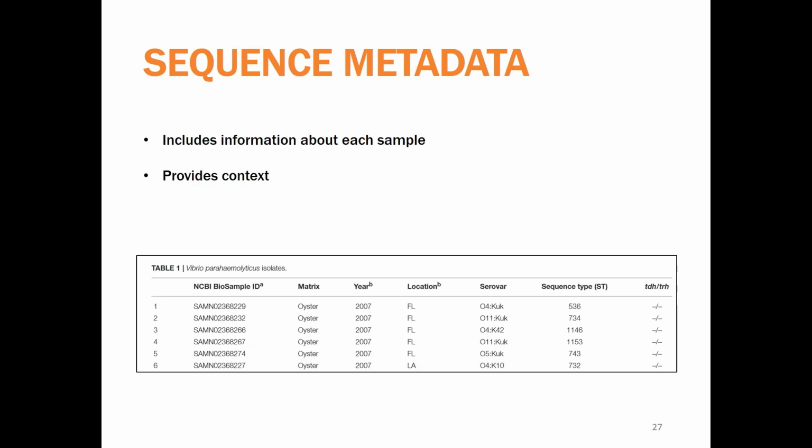Metadata is super important. It includes the information about each sample that's at each tip of the tree. It basically exists to give the data context. So it's very crucial to understand how the sequences are distributed across environments and the processes underlying the observed patterns.